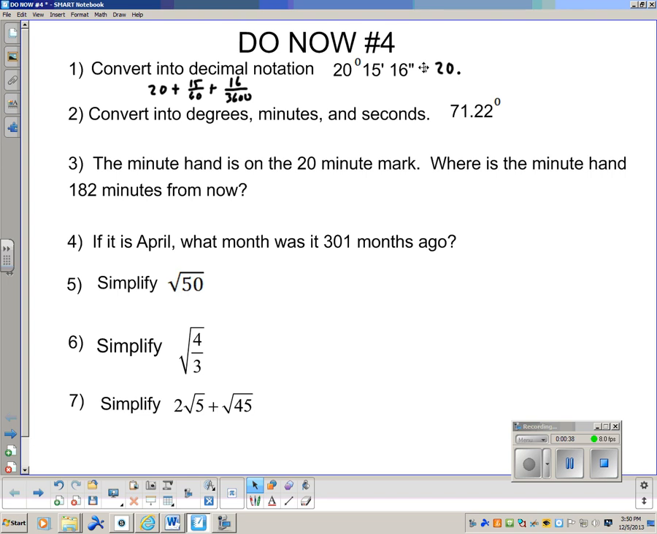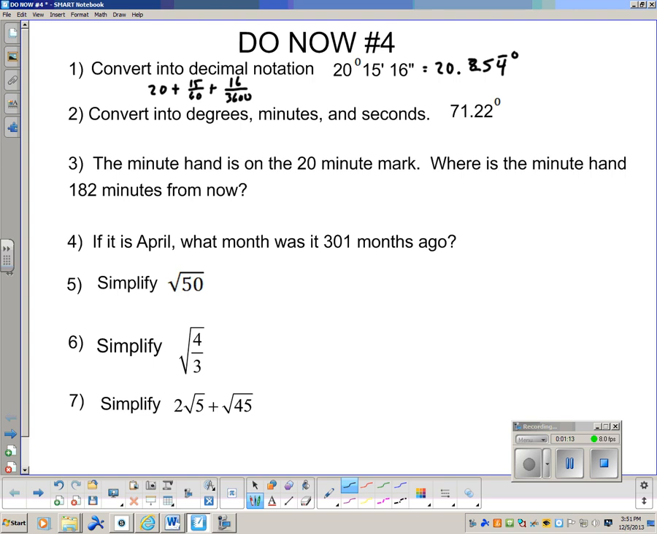And when I do that, I just punch in 20 and I put this exactly in there. So 20 plus 15 divided by 60. Don't even have to put parentheses around that. The calculator will know to do the division first, so you don't have to worry about it. So 20 plus 15 divided by 60 plus 16 divided by 3600. And it ends up giving me 20.254, and the 4 is repeating degrees.